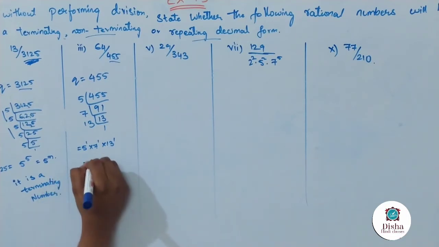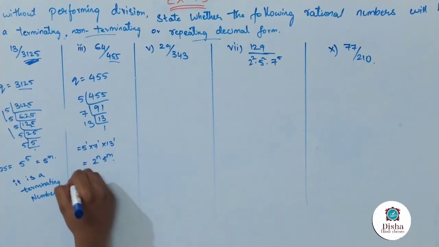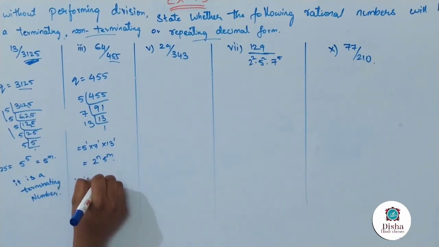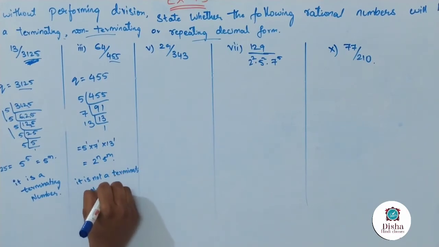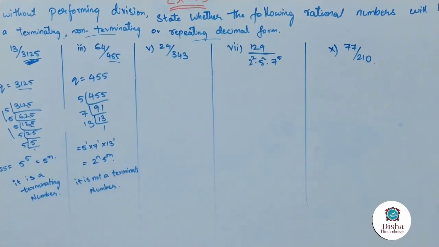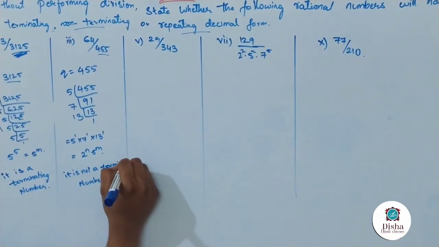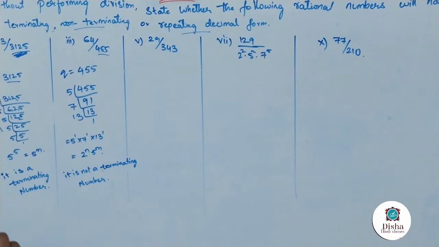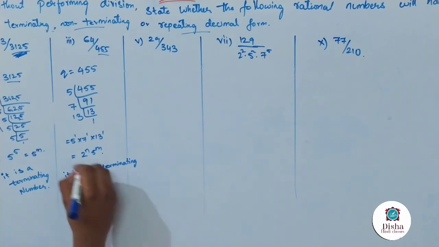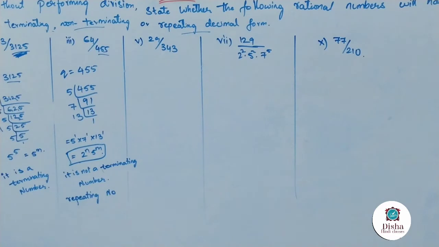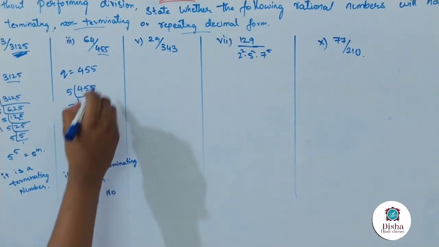But we want the 2 power n into 5 power m form only. So therefore it is not a terminating number. It is not a terminating number, and it is a repeating number because q doesn't satisfy this 2 power n into 5 power m form.